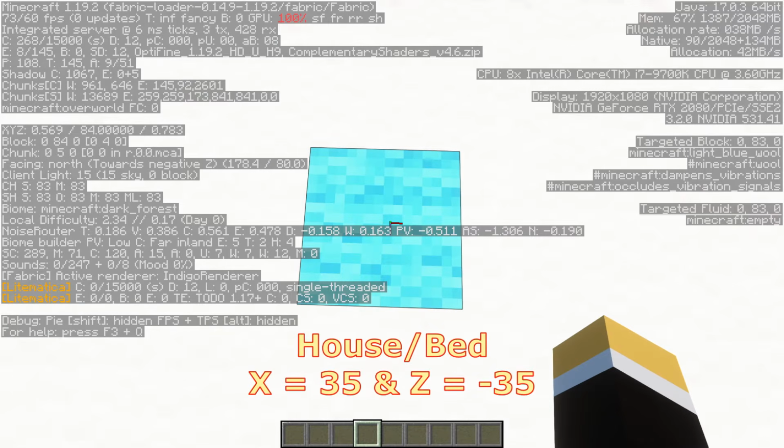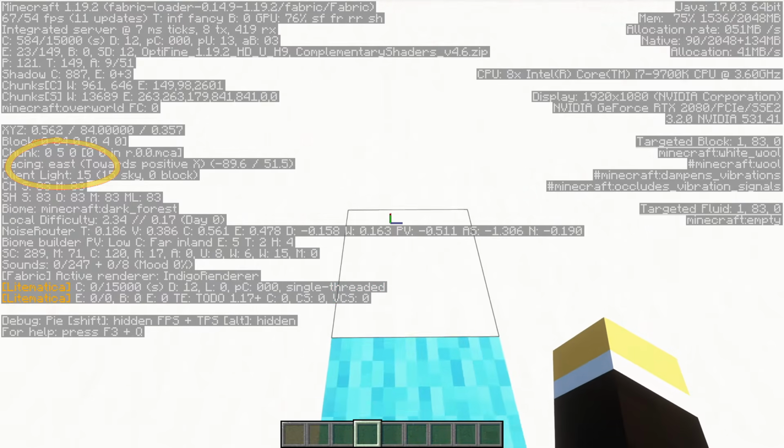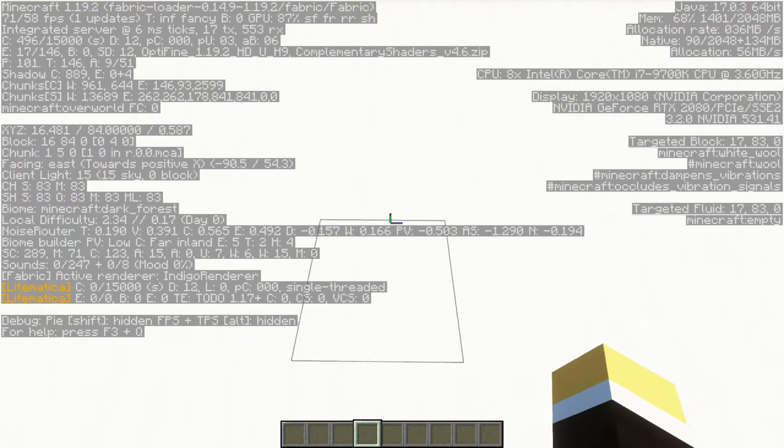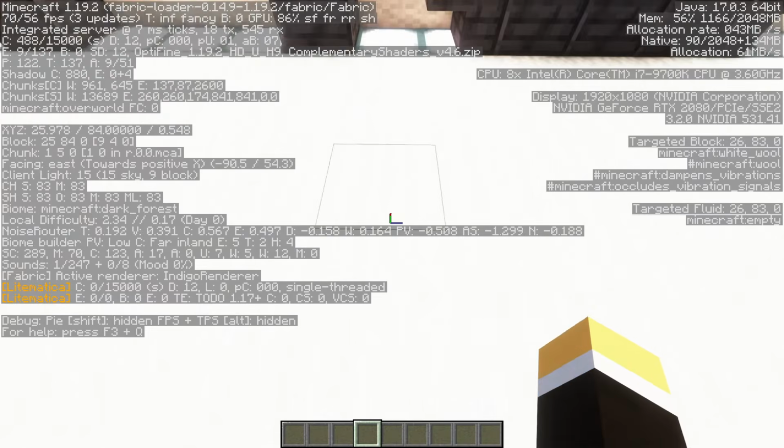That's the X, either left or right you can look at. And the Z coordinates are negative 35. So if I need to find my house, I need to go east, which is 35. So if you're watching the numbers, you'll see we're at 5, 6, 7, 8, 9, 10. We keep going until we get to 35.